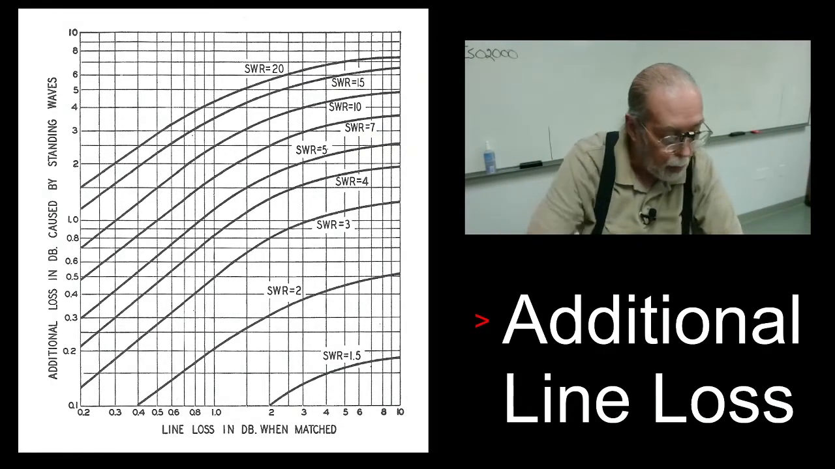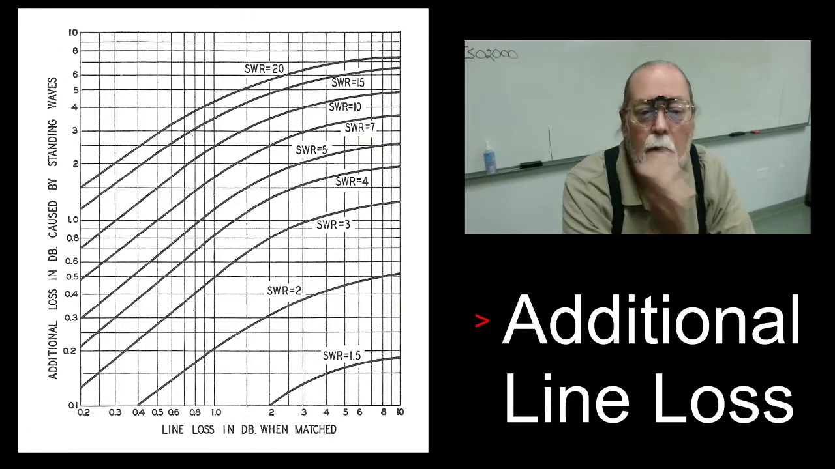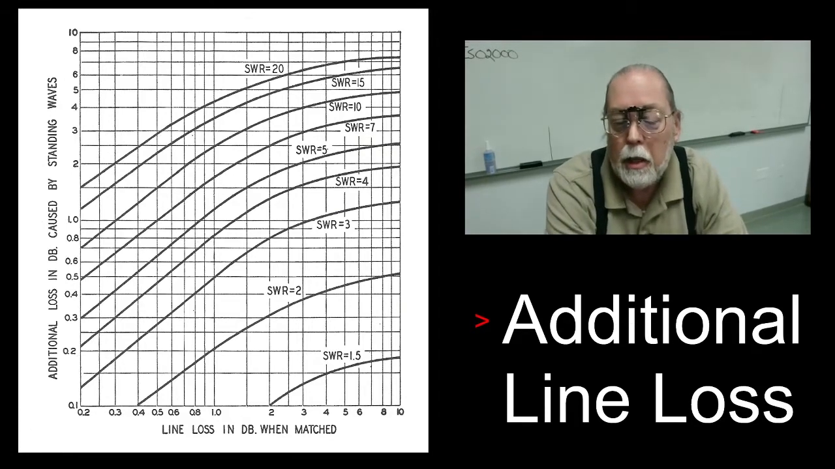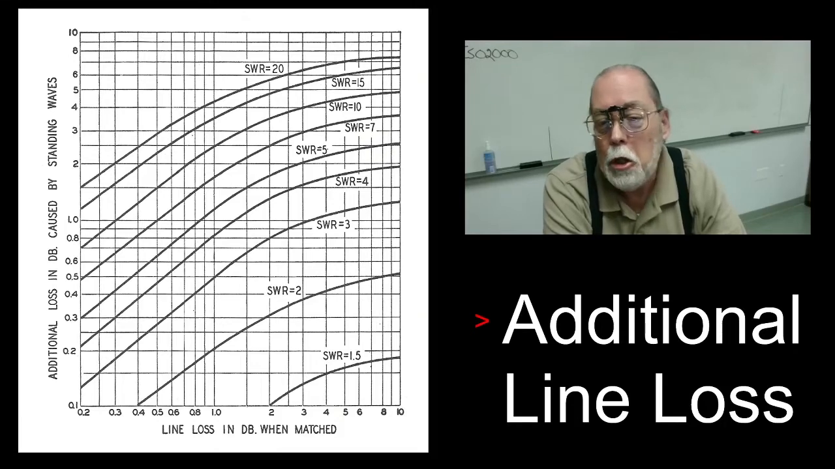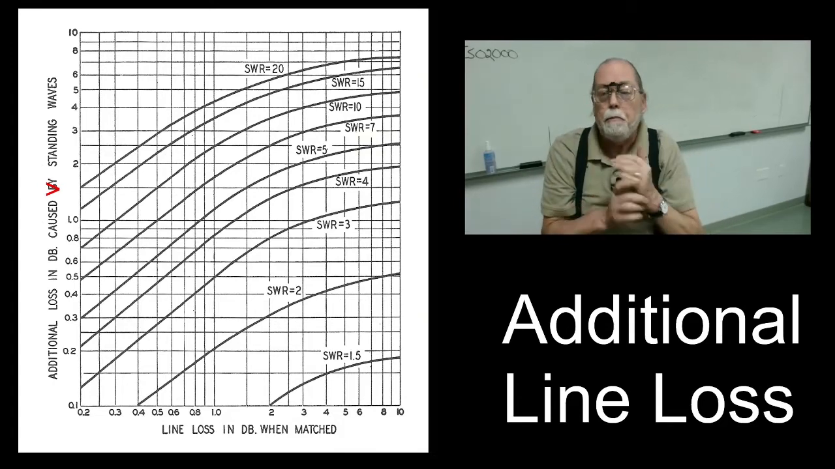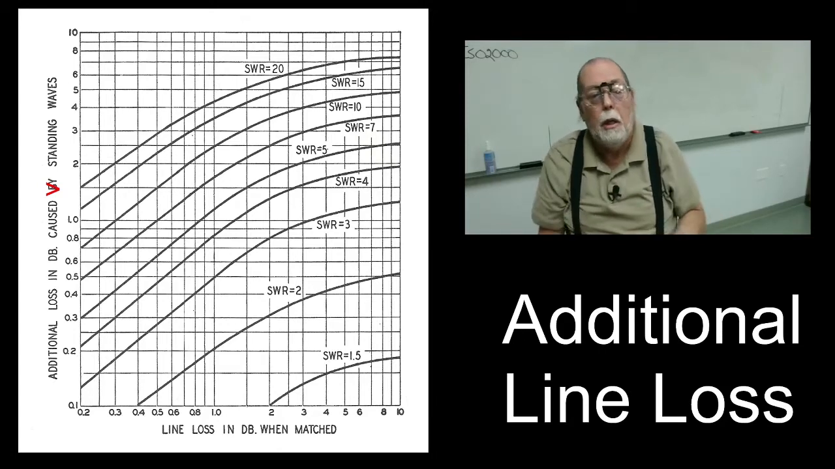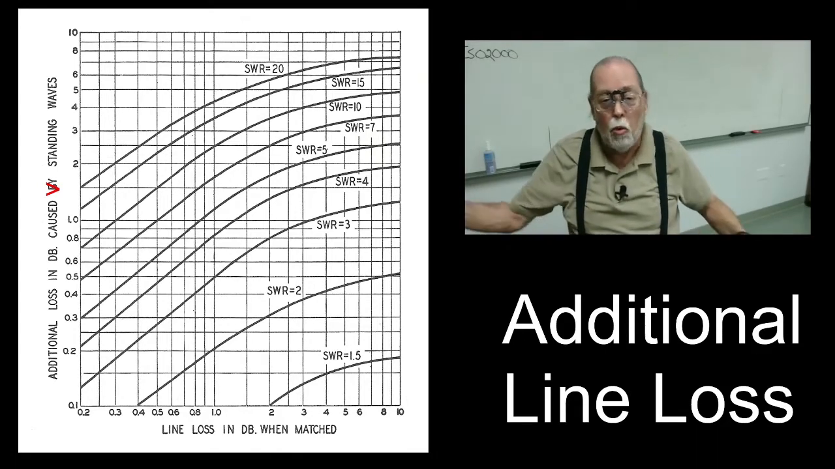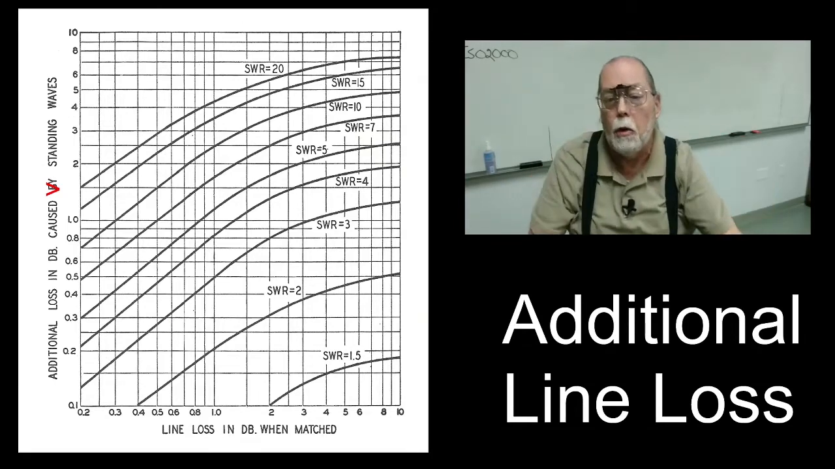I think this is probably where I want to quit. I'll talk about matching networks and then we'll stop. Take a look at this. This is a chart that shows how much extra line loss you get because the true SWR is larger than 1-to-1, because those waves are coming back and the voltages are higher, the currents are higher, and so forth.